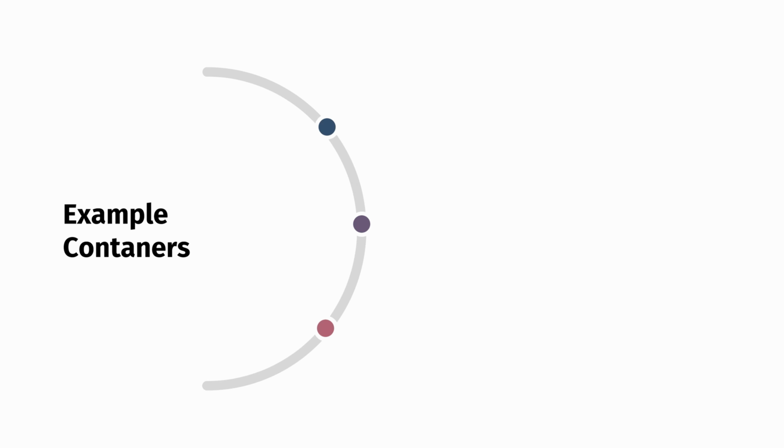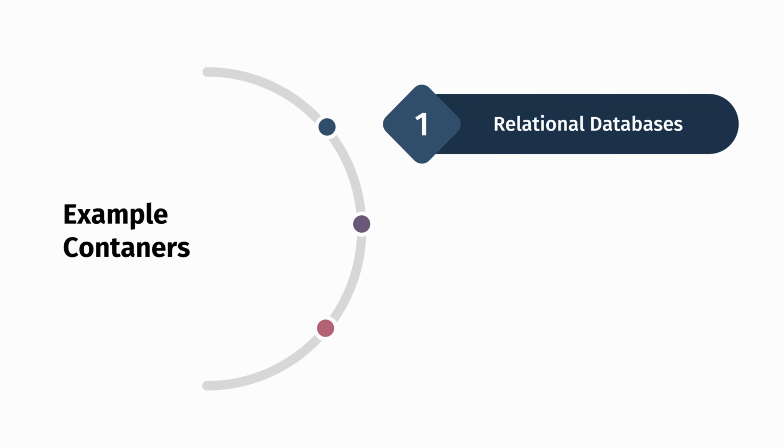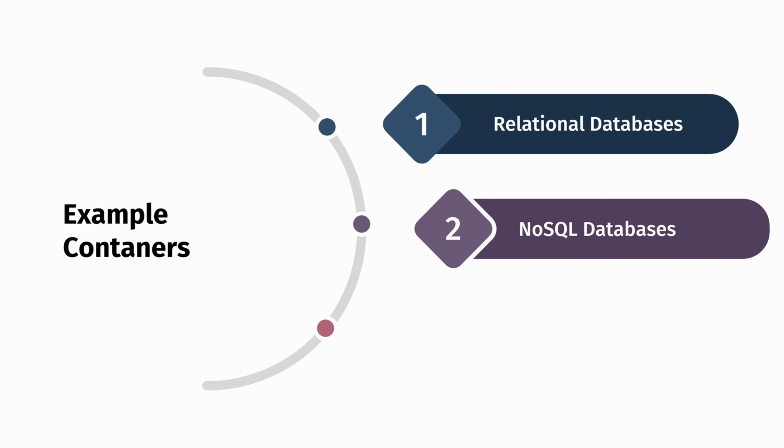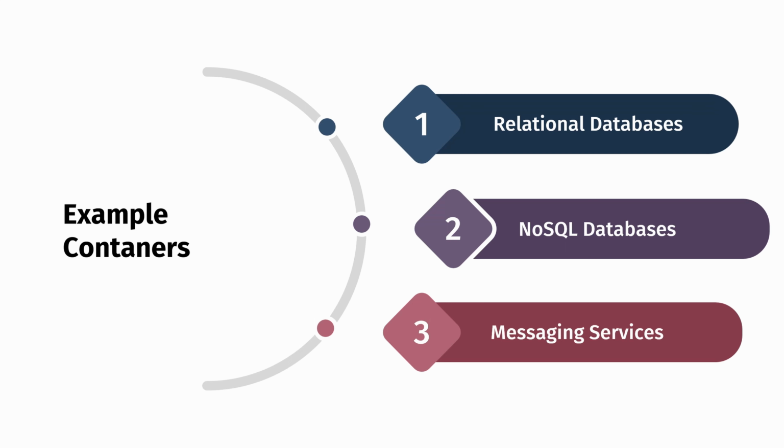Some examples of services you might consider running in containers are relational databases such as PostgreSQL, MariaDB, NoSQL databases such as Redis or MongoDB, or some messaging servers such as Kafka, ActiveMQ, or Redis Streams.